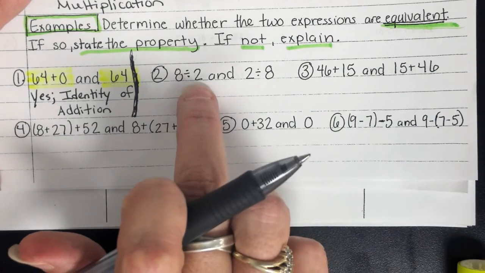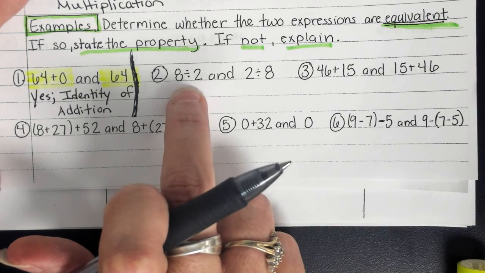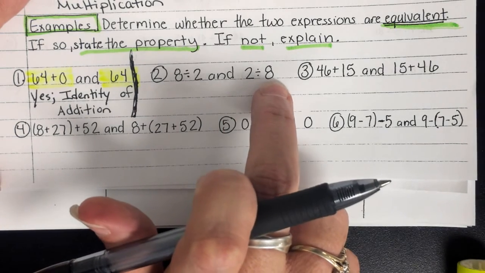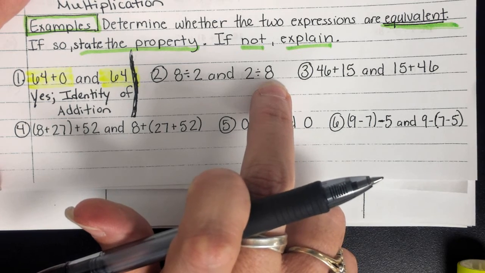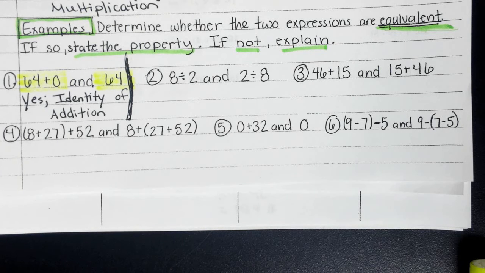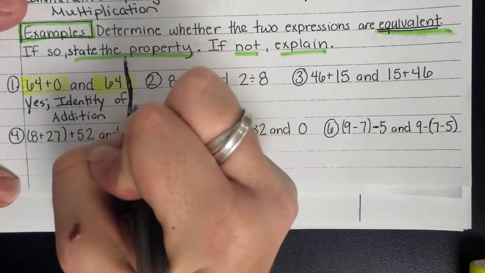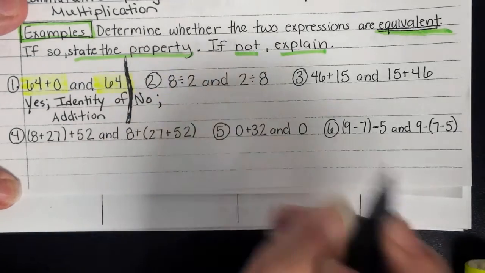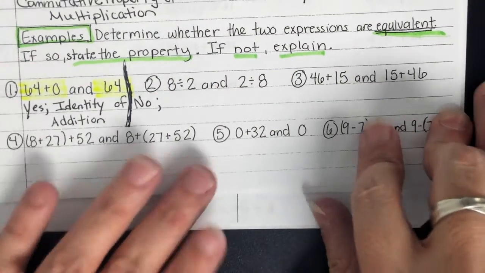8 divided by 2 is 4. 2 divided by 8 is... 2 divided by 8. 8 into 20. How many 8s are in 20? 5. 2. No. Okay, so are they equal? No.